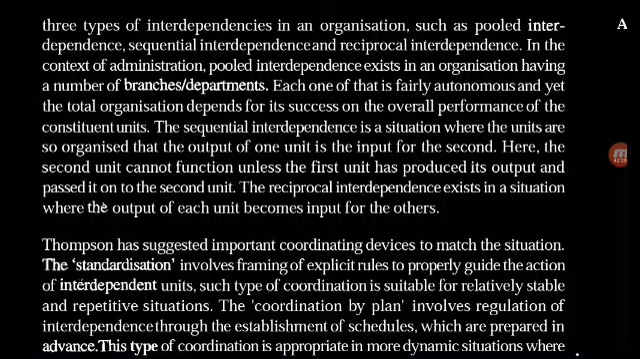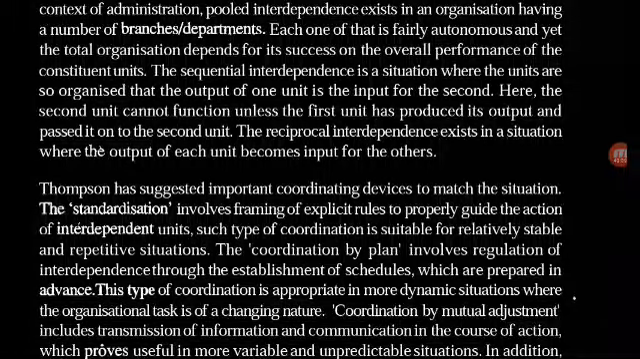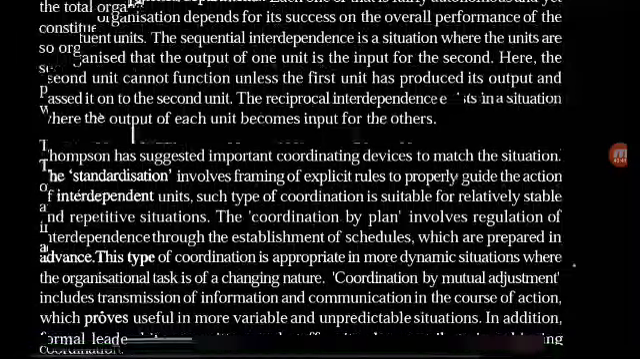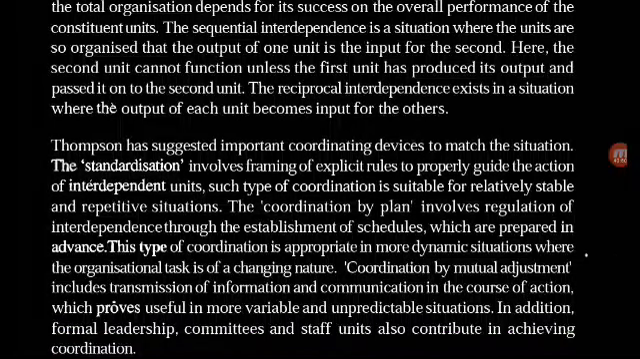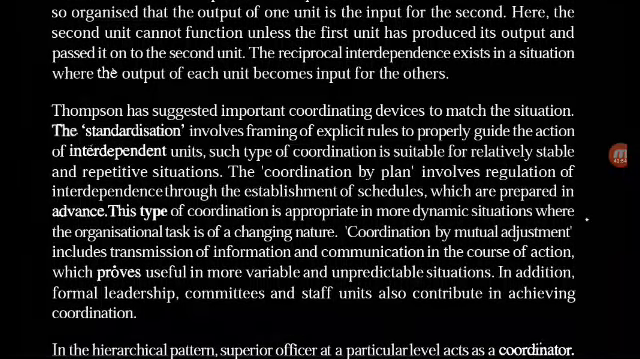Each one of these is fairly autonomous, and yet the total organization depends for its success on the overall performance of the constituent units. Sequential interdependence is a situation where the units are so organized that the output of one unit is the input for the second. Here the second unit cannot function unless the first unit has produced its output and passed it on to the second unit. Reciprocal interdependence exists in a situation where the output of each unit becomes input for the others.